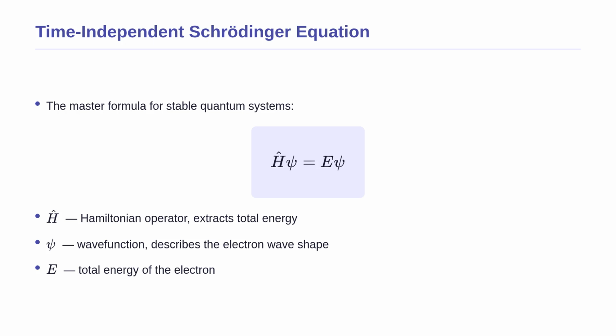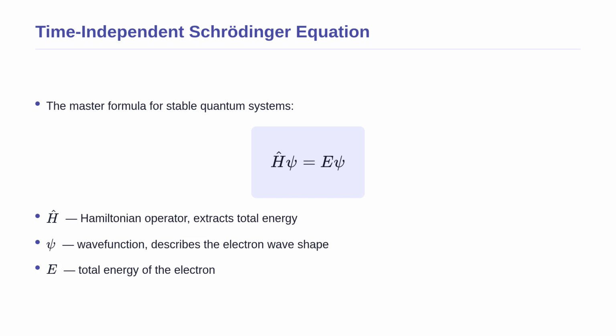This brings us to the famous equation itself. Conceptually, it asks what specific electron wave shapes remain stable when we measure their total energy. The symbol H hat is the Hamiltonian operator, a set of mathematical instructions. The Greek letter psi is the wave function, describing the shape of the electron wave. E is the total energy of the electron.